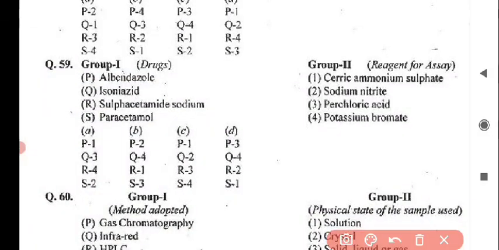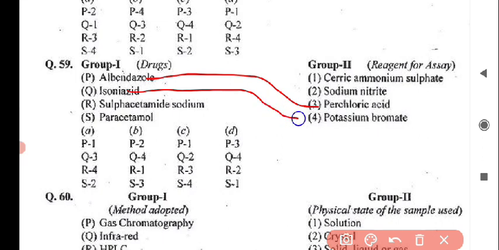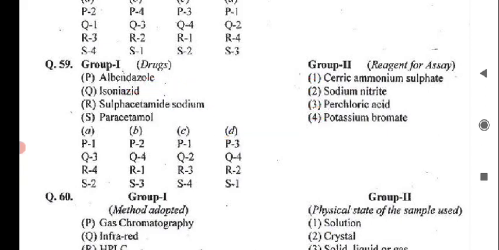So in the next question, the column 1 contains drugs and column 2 contains a reagent for assay. So for this, for the first drug, that is albendazole, the correct answer is option number 3, perchloric acid. For isoniazid, correct option is option number 4, potassium bromate. For the drugs sulfacetamide sodium, the correct answer is option number 2, that is sodium nitrite. And for paracetamol, the correct answer is option number 1, that is ceric ammonium sulfate. So option D is correct for this.